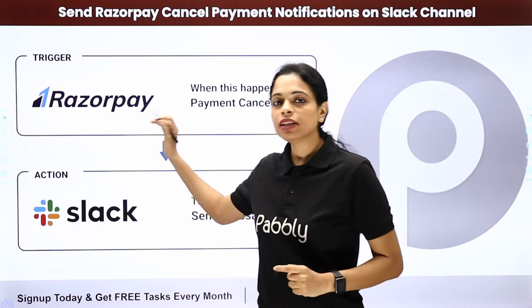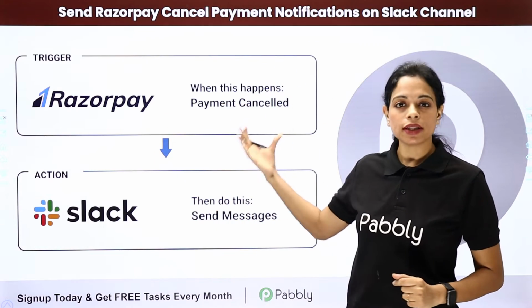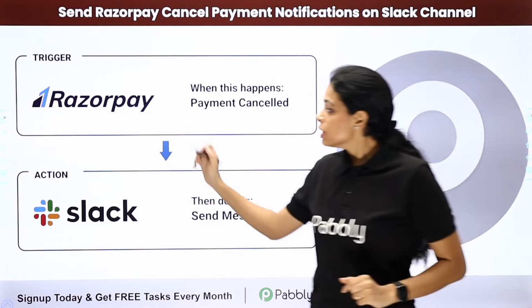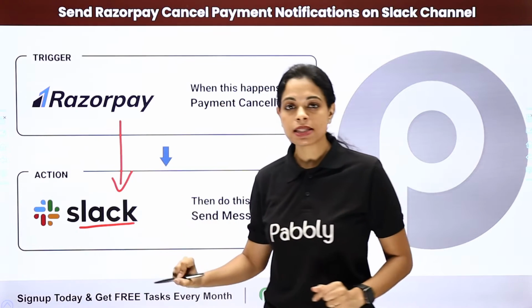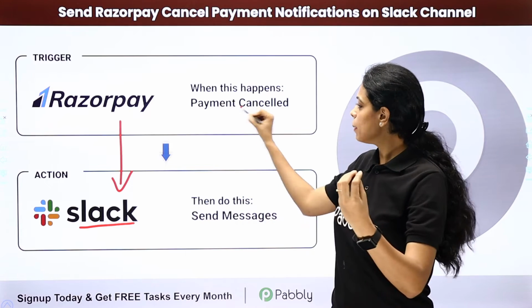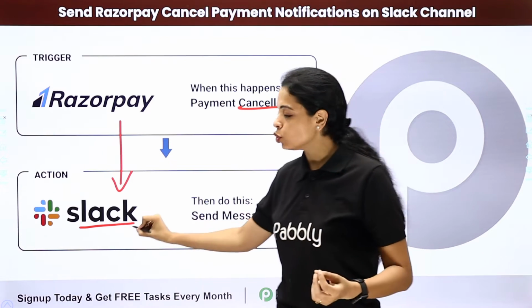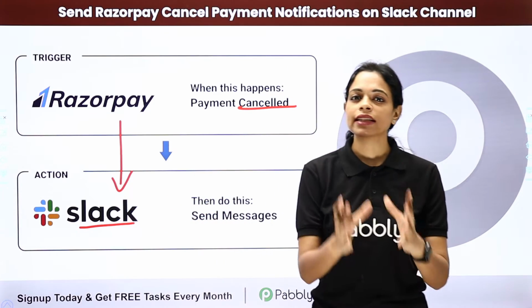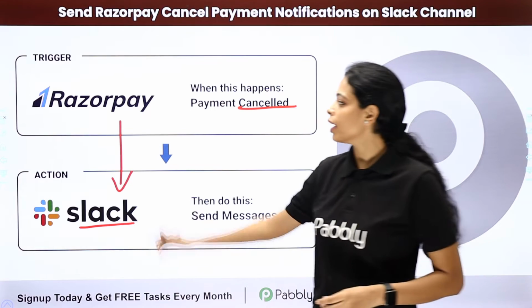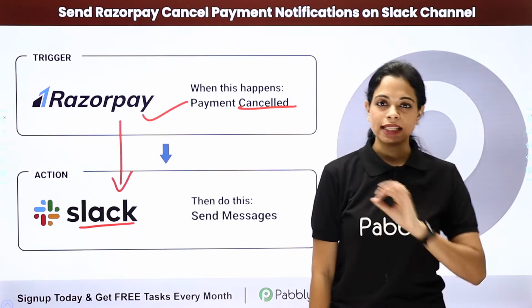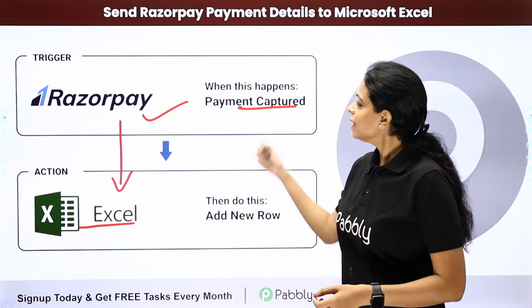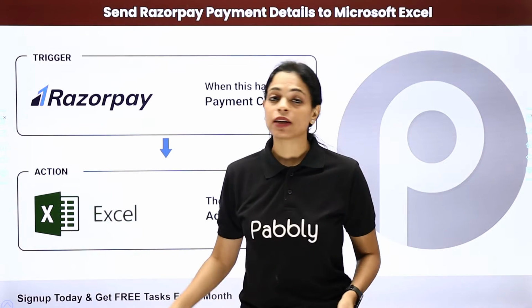Again here, every time the payment is cancelled or declined for some reason, my team who is sitting on Slack should be informed about this. So every time a payment is cancelled, a message is sent to my team on Slack. Integration is done through Pabbly Connect software. Trigger application is Razorpay and action application is Slack. Easy? Next we have Razorpay and Microsoft Excel.